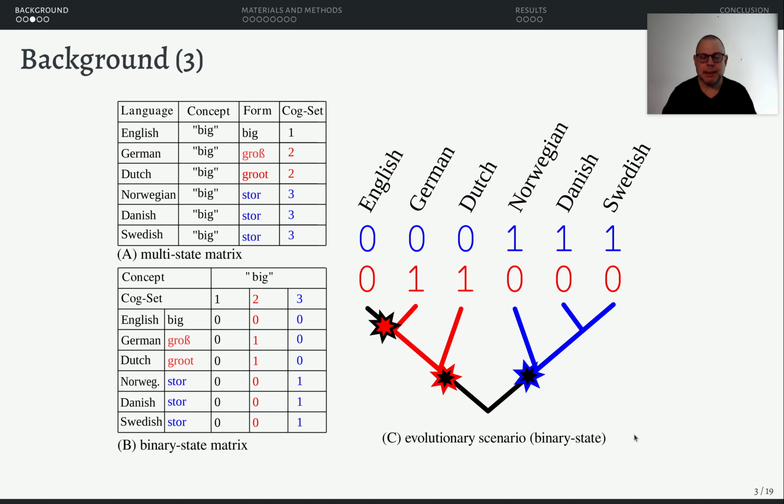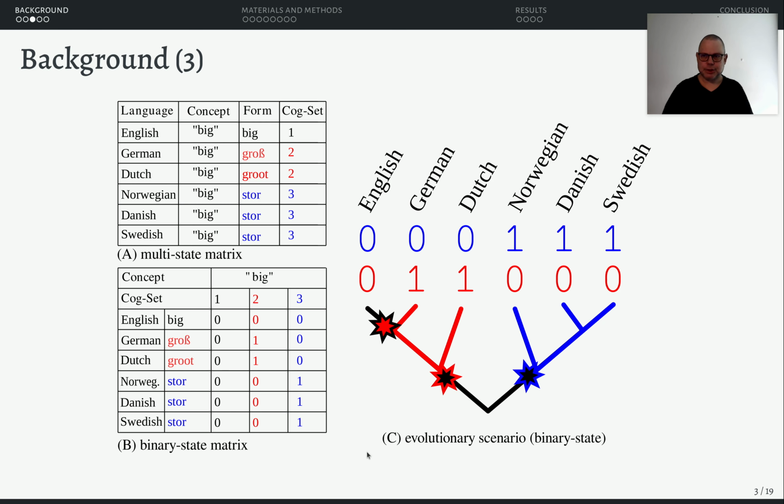So here is a simple illustration. Suppose we are studying a bunch of Germanic languages. We collected the translations of the concept big into these languages, and then human annotators find that the German and the Dutch word for big are cognates, so they go into one class, and then the Scandinavian words for big go into a different class, and the English word goes into the third class.